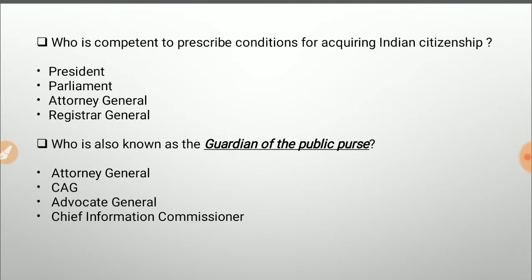Who is also known as the guardian of the public purse? Now, this might be an easy question, but let's just do this. Attorney General, CAG, Advocate General, Chief Information Commissioner. Obviously, as the name suggests, Chief Information Commissioner would have more to do with information, Advocate General with legal matters, Attorney General again with legal matters, CAG, Comptroller and Auditor General of India. Now, what do we audit? We audit financial accounts, financial expenses. So, obviously, the answer here is CAG.